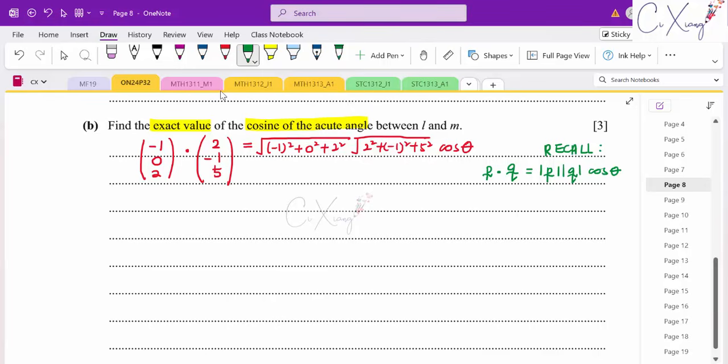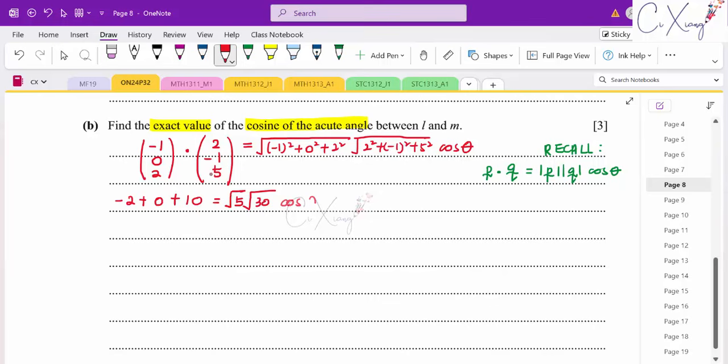Because we are interested in the angle between two lines, we use the direction of the two lines and apply it in this formula. For the dot product, you multiply x with x, you have -2. Then plus, multiply y with y, you get 0. Then plus, multiply z with z, 5 times 2, you get 10. Equals to, simplify the value on the right hand side. 2 square plus 1 square is 5, and 2 square plus 1 square plus 5 square should be 30.